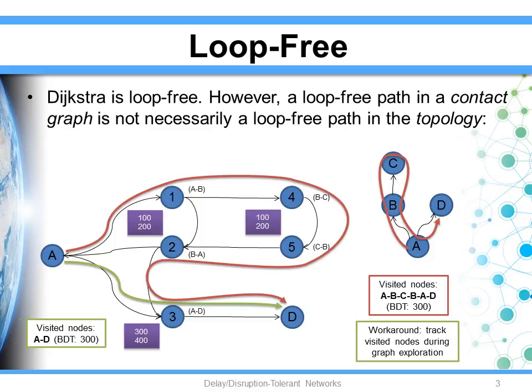So the workaround for this is to track visited nodes during contact graph exploration, which is some complexity that needs to be added to Dijkstra, and which is currently not taken into account, at least in the ION implementation and many other implementations of these algorithms.